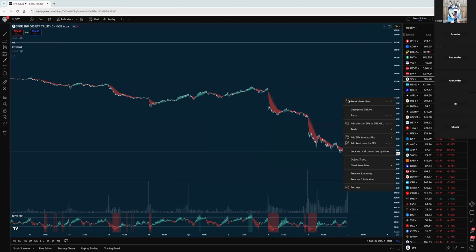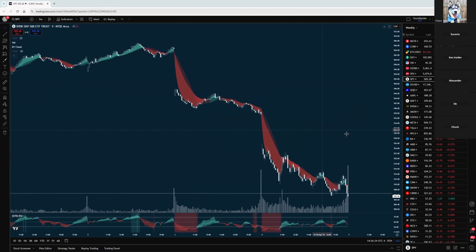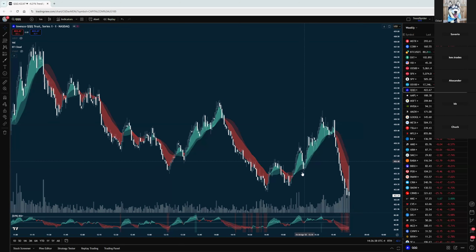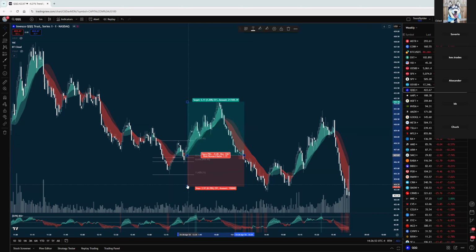So the question I see in the chat: how do you determine risk to reward? If we take that GZ setup, like where we took it, I just use the long position tool. Let's say we enter here, we're targeting that previous high, and then I just move where the stop would be. That's my risk to reward on the setup.